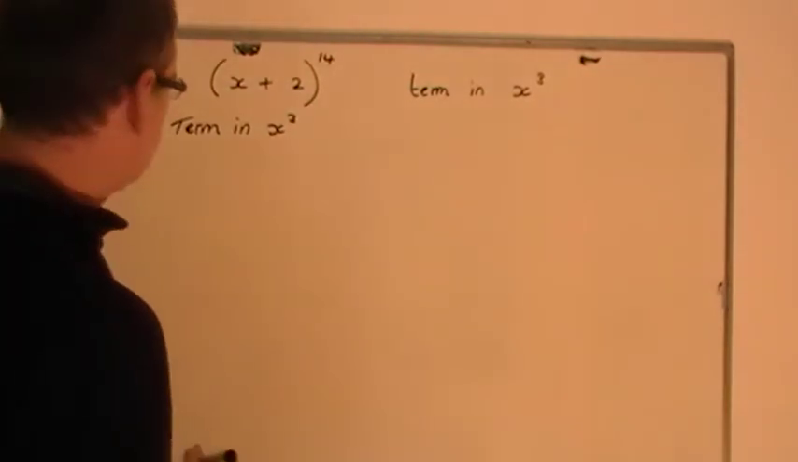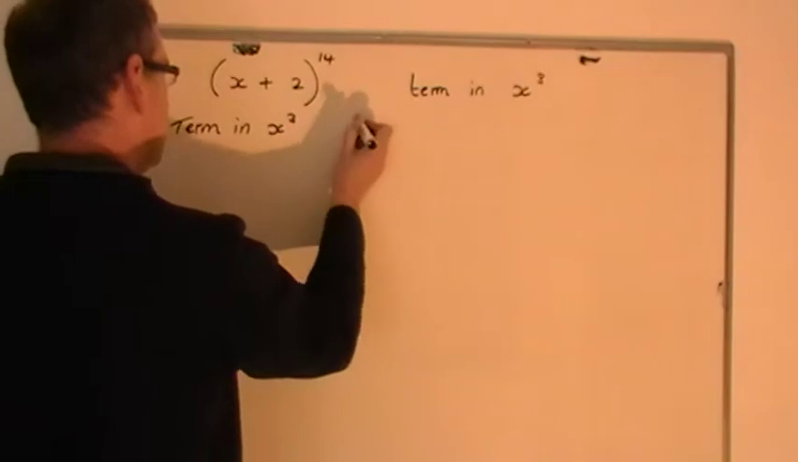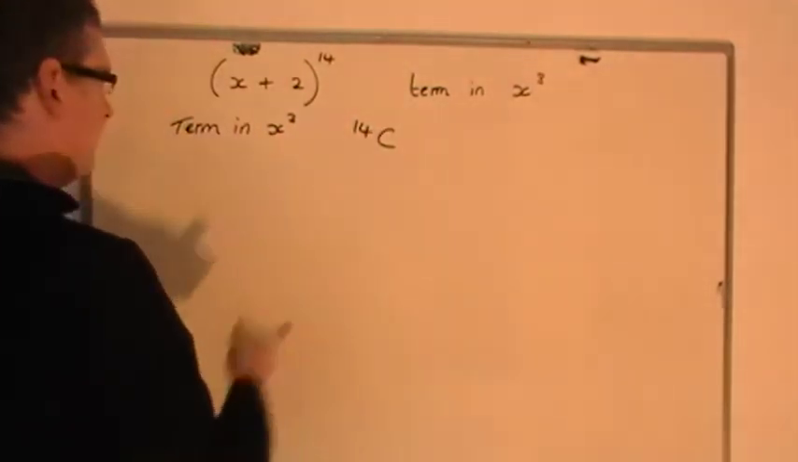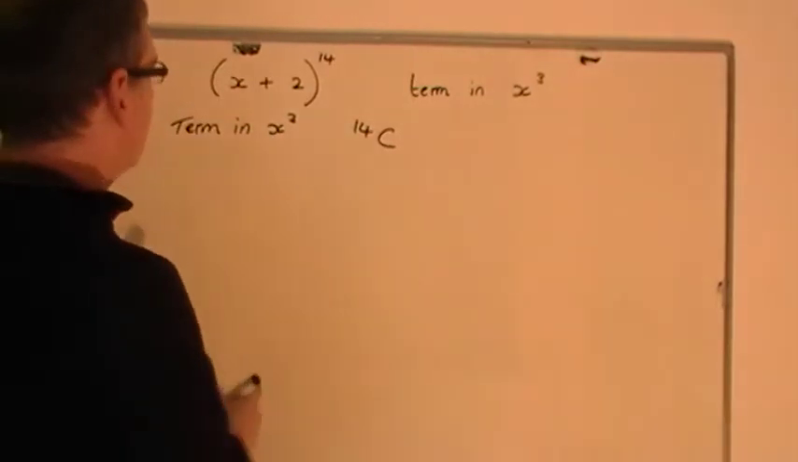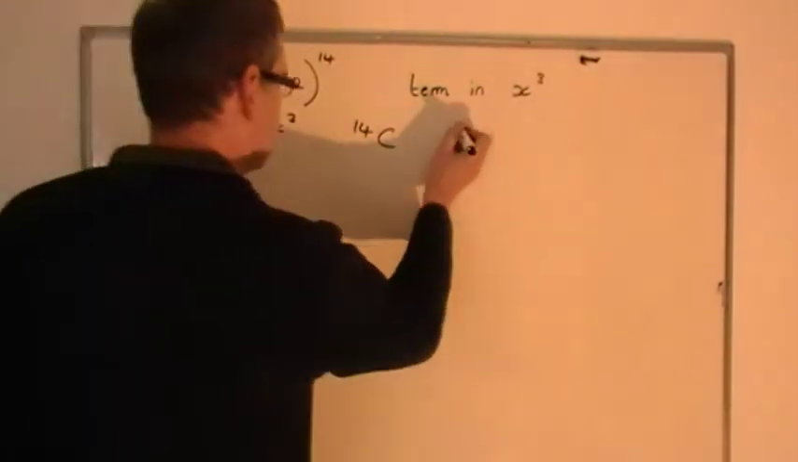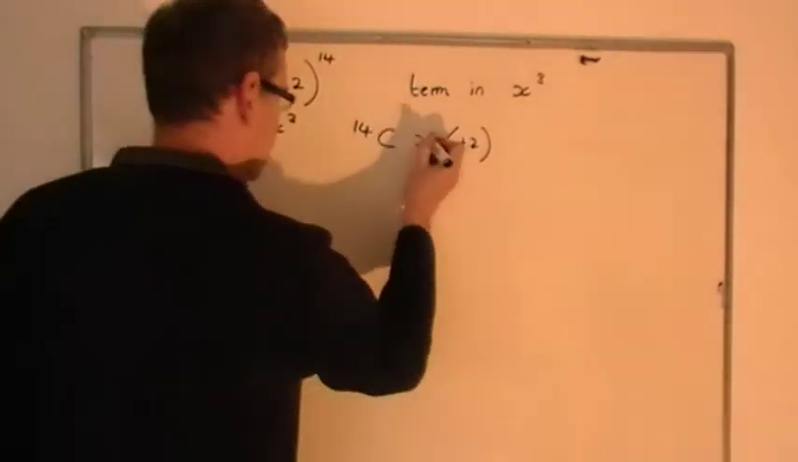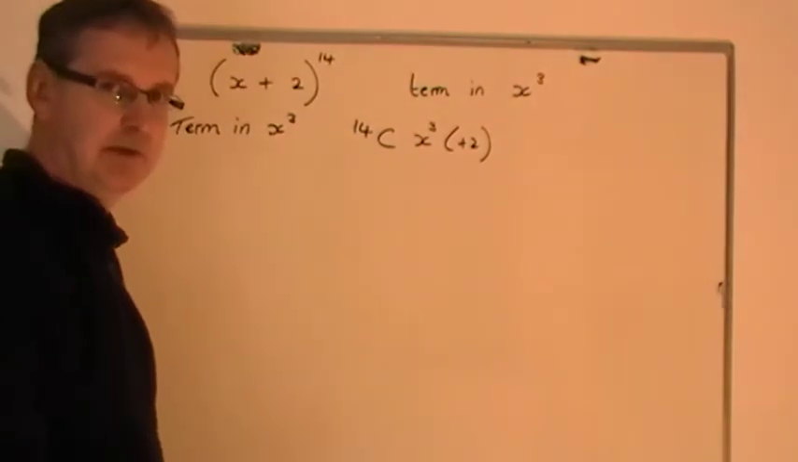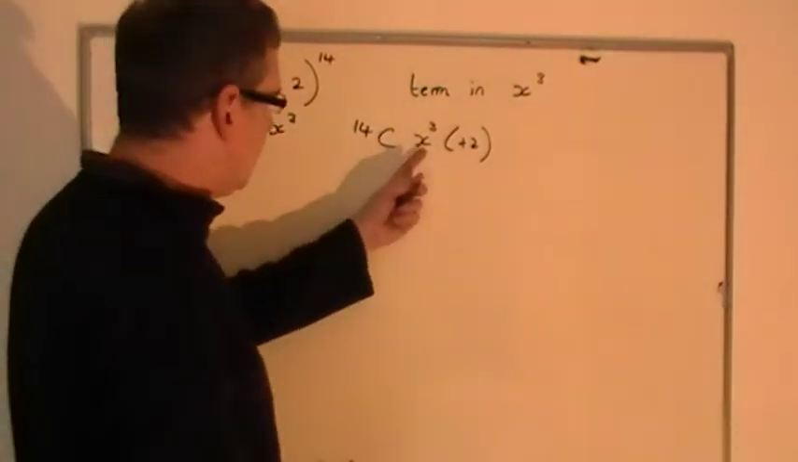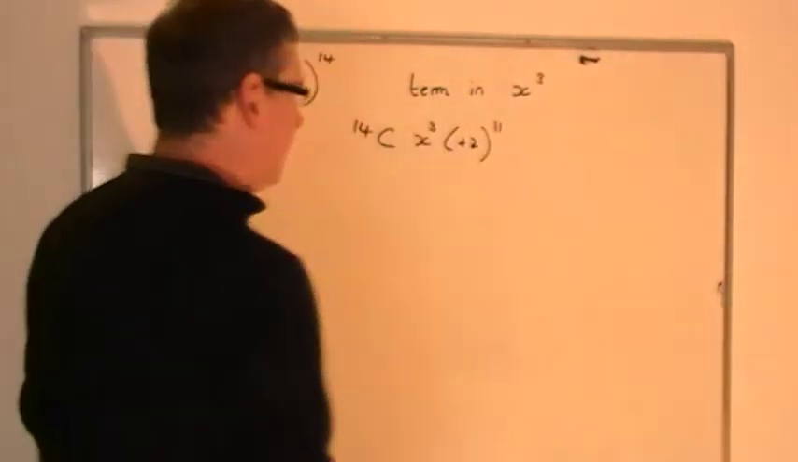Okay, for this one then, the term in x cubed, well, if it's power 14, you're going to have 14 choose something. Now the second term is plus 2 this time, so it's going to be plus 2 to some power. It's the first term, the x, which is what I'm after, and that must be a power 3. So this one here is power 3, so if it's power 14, that must be power 11.